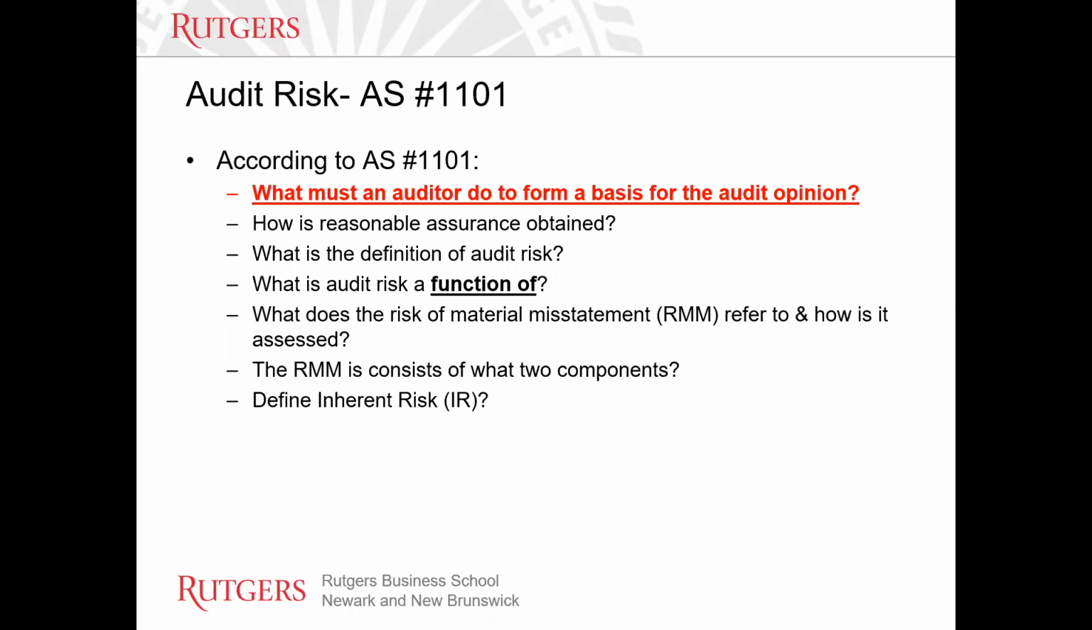Very good. Audit risk is a function of, remember when we talked about control risk, we said control risk was a function of the operating effectiveness of controls. And well, we'll talk about that later. When we talked about detection risk, we said that's a function of the auditor's procedures and how well they perform those procedures. Well, here we're saying, going back to our algebra days, audit risk is a function of risk of material misstatement and detection risk.